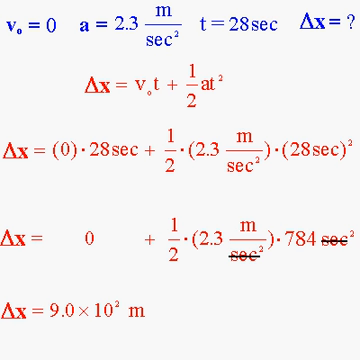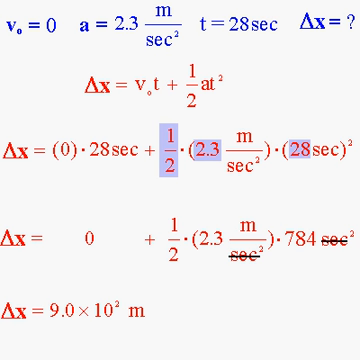Now, of course, 900 is not the proper way to report this figure because of significant figures. Let's look at the original numbers I multiplied together. I multiplied 1/2, which is exact, times 2.3, which has two significant figures, times 28 seconds squared, which also has two significant figures. So my answer can have only two significant figures. The way I can report 900 to two significant figures is reported as 9.0 times 10 to the 2.